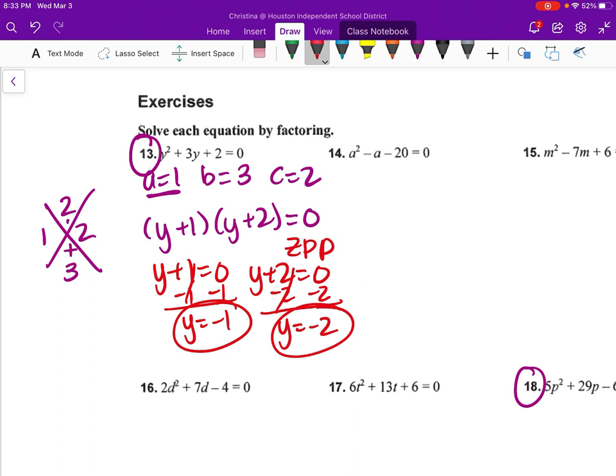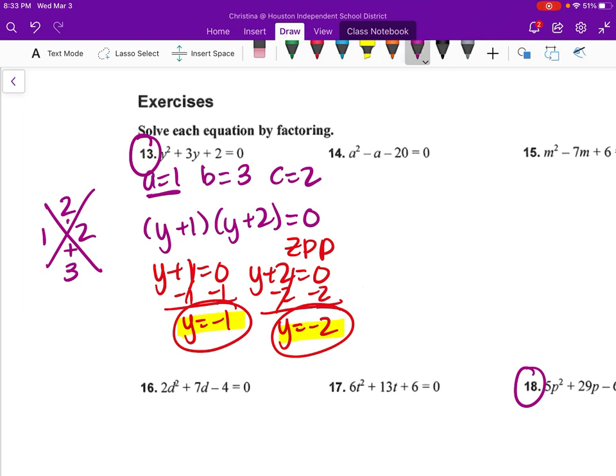I want to make a quick disclaimer here. No matter what variable I use, so in this question 13, we use the variable y. In the next question, we're using the variable a. I don't care what variable it is. All of these are giving you the x-intercepts. So don't tell me, oh, Ms. Tapia, this one has 2 y-intercepts. It doesn't. It has 2 x-intercepts. These are not the y-intercepts.